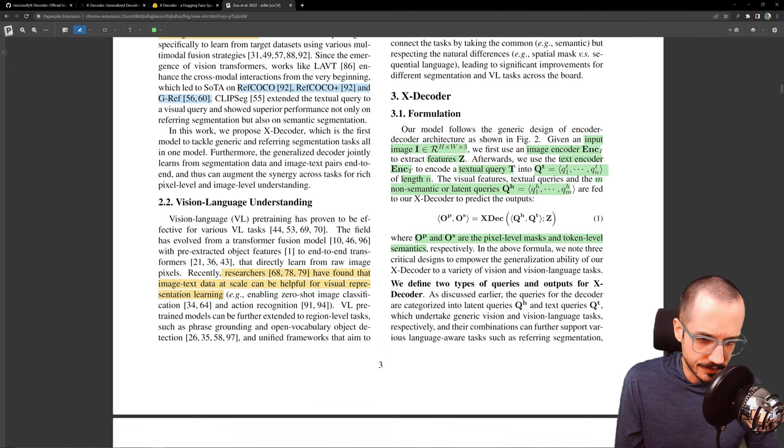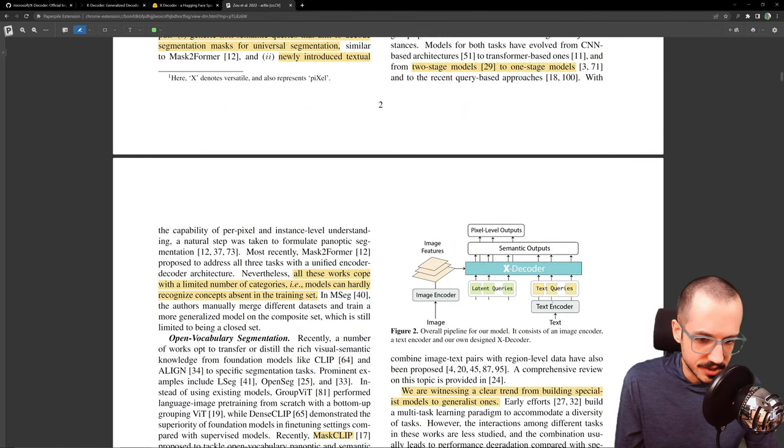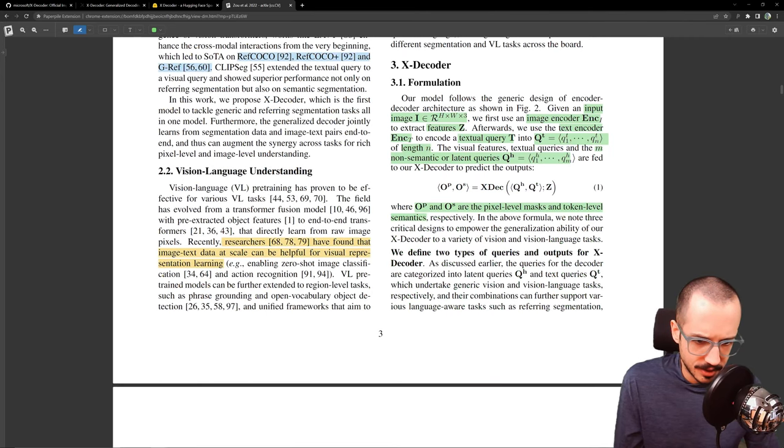Okay, so here you have the decoder model, X decoder. You have QH, your latent queries, QT, your text queries, and then Z, which is your image encoded into features. And the output of that is going to be the pixel level masks, OP, and the token level semantics, OS. Okay. This is basically just this image, but in math. But we still need more information on what these things actually are.